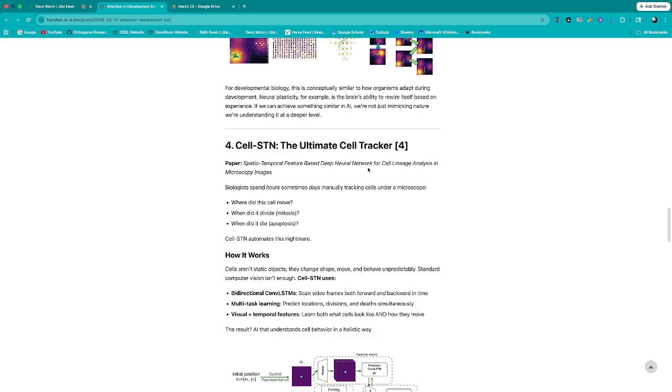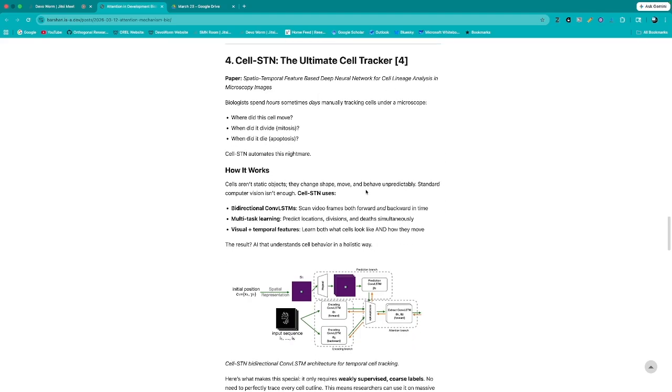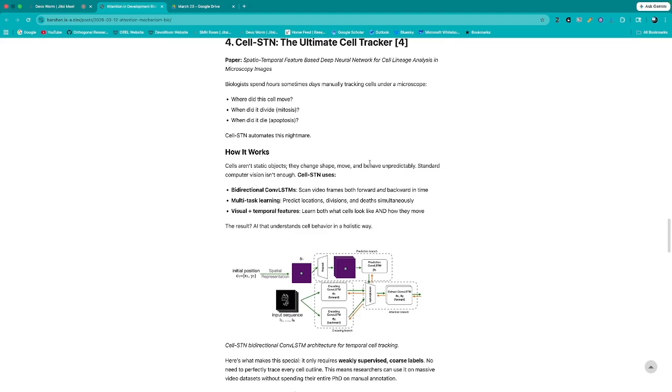You see things in the cell tracking, but you don't know how to interpret it. So for example, if a cell disappears, is it dead or did it divide or did you just lose track of it? Which one is it? So Cell STM automates this nightmare. Cells aren't static objects. They change shape, move, and behave unpredictably. Standard computer vision isn't enough.